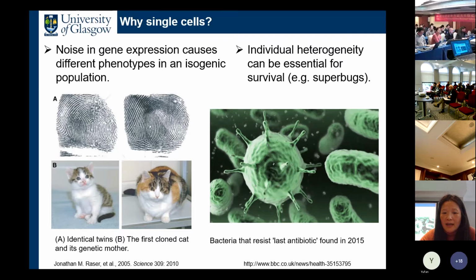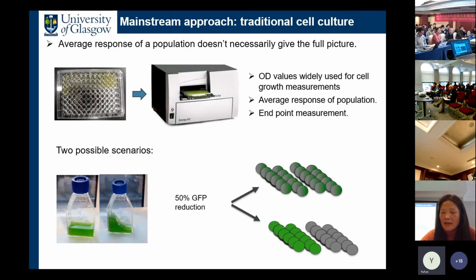Now, in traditional biological labs, we culture cells in flasks and we measure cells in 96-well plates. There are millions of cells in each well. The results we get are endpoint results, and these are the average response of a whole population. This measurement doesn't necessarily tell us the true story.